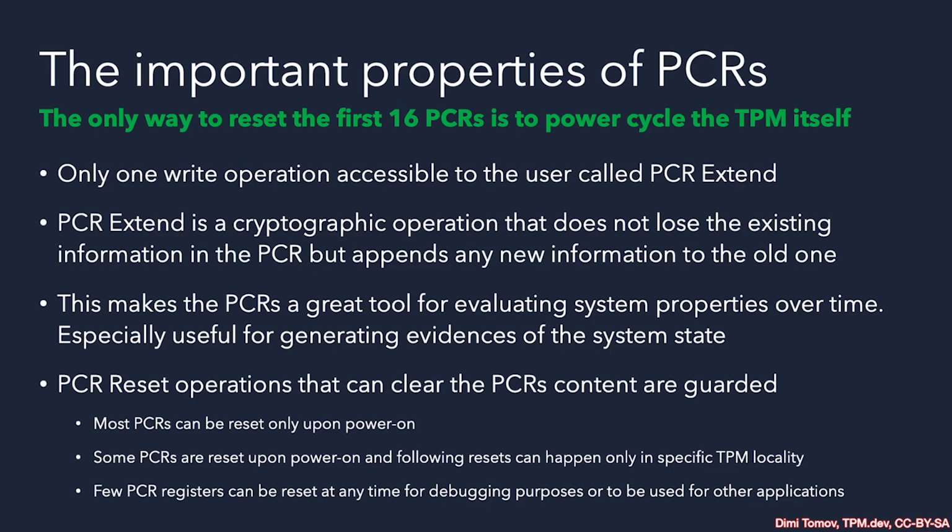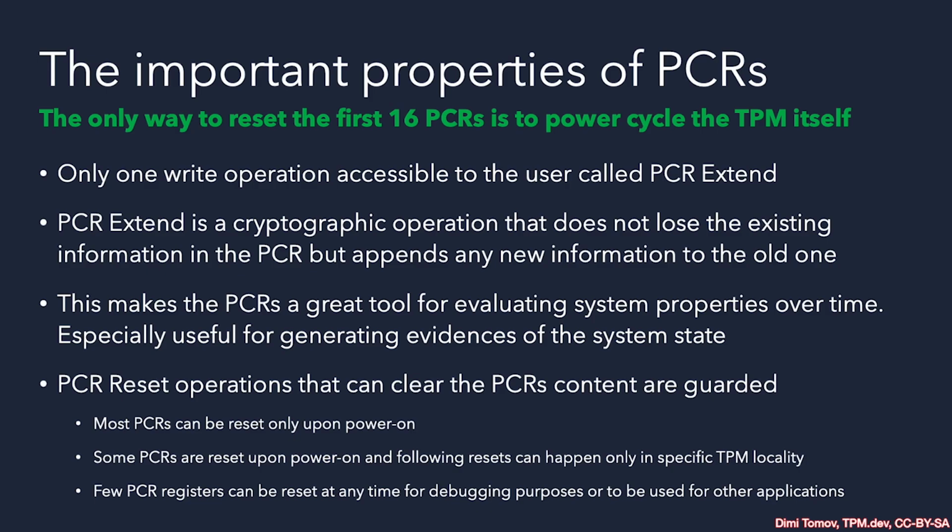Together with the inability to clear the PCR register, this means we can only add new information, and the order of adding information, adding hash digests, adds additional guarantees about the value of the PCR. The value of the PCR will be known to us only if we follow the same order with the same hash digest being extended. This makes the PCRs a great tool for evaluating device health and system integrity and file integrity and so on and so on.